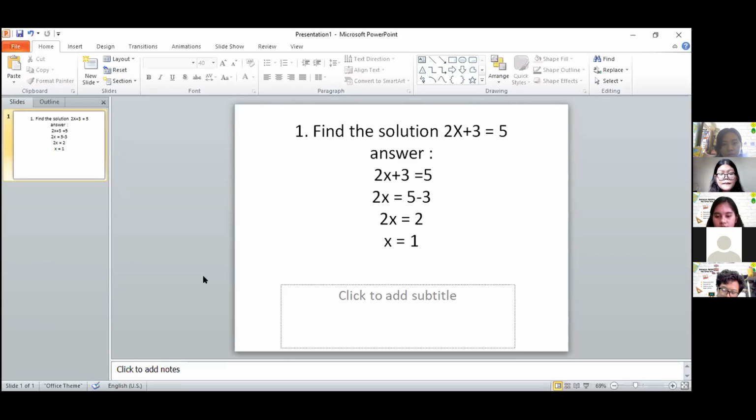Maybe we have heard the term change the side, or in Bahasa, pindah ruas. Actually, change the side we can explain in more detail by algebraic properties. I hope all of you can understand what I mean and get the value of how the algebraic properties play a role in solving a problem like this. Okay, thank you.